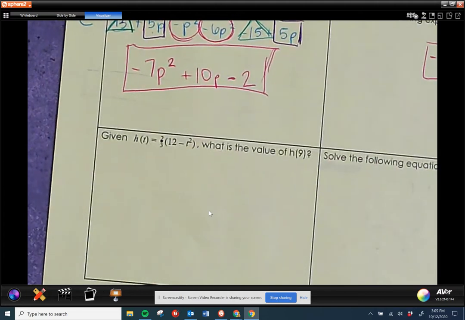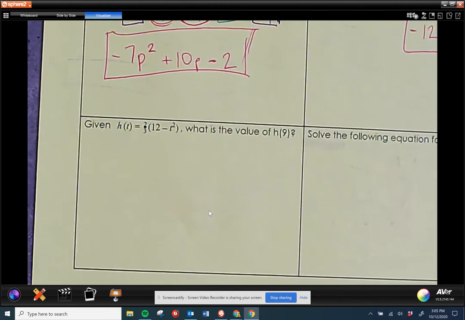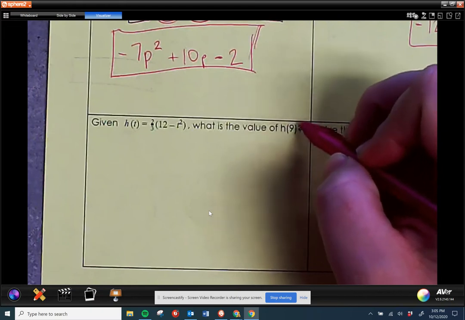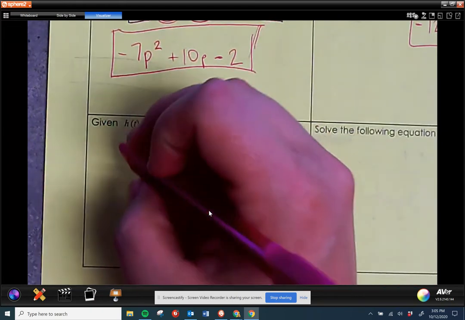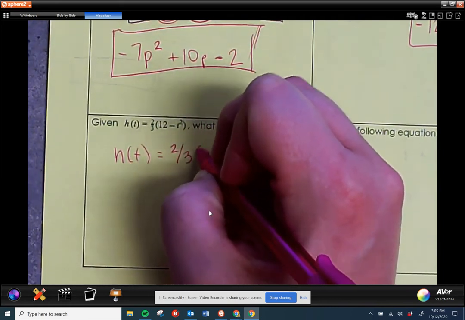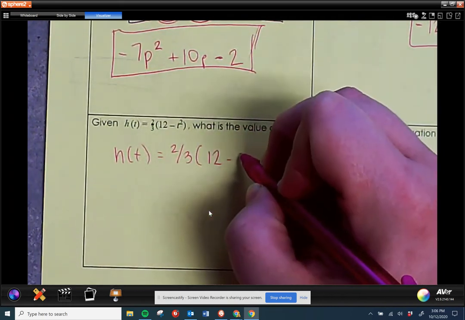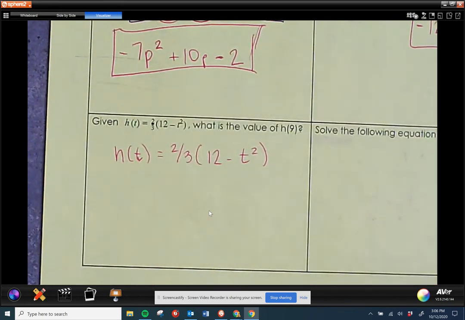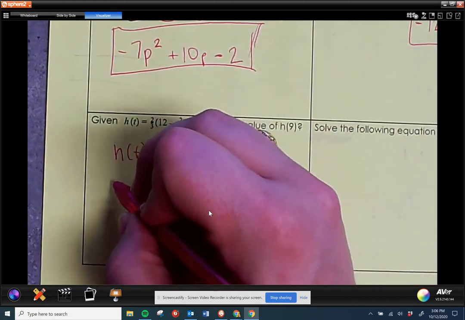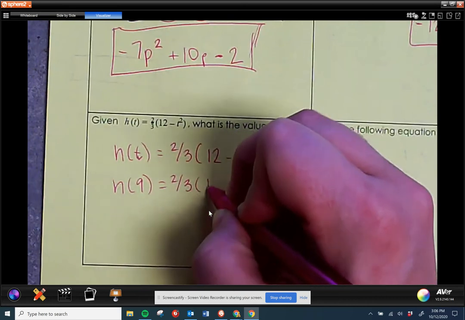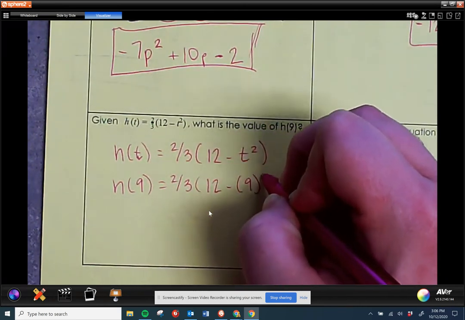Okay, last two problems. It says given h of t equals 2/3 times 12 minus t squared, what is the value of h of 9? So don't forget when we have a number like this in parentheses, that means we come over here, we take our original problem, h of t equals 2/3 times 12 minus t squared. In every place that we had a t, we're going to put a 9 in parentheses. So now we have h of 9 equals 2/3 times 12 minus 9 squared.